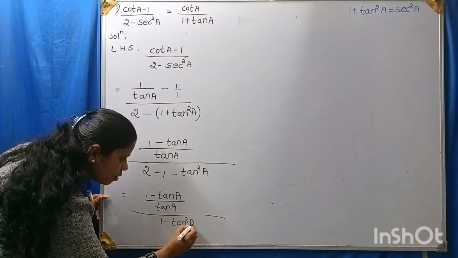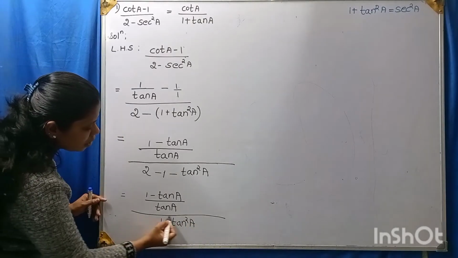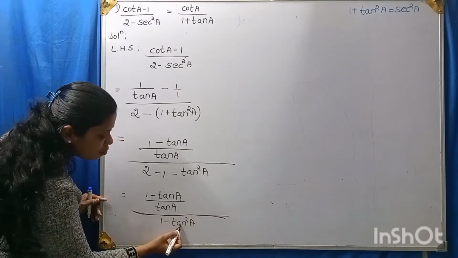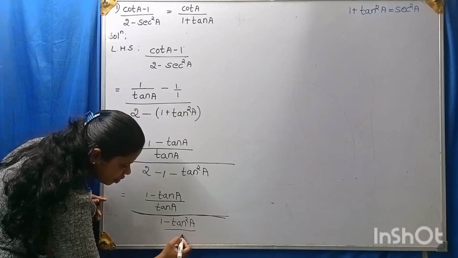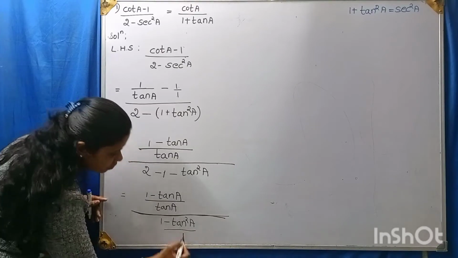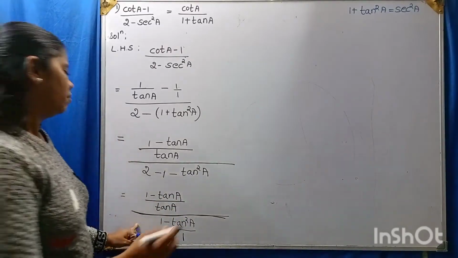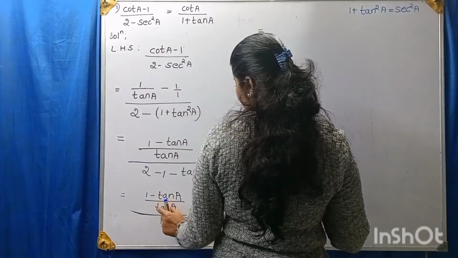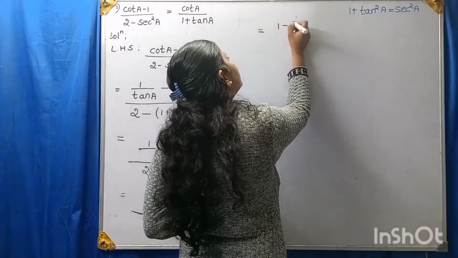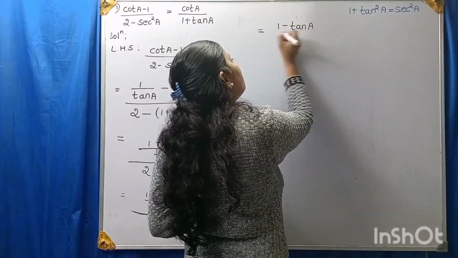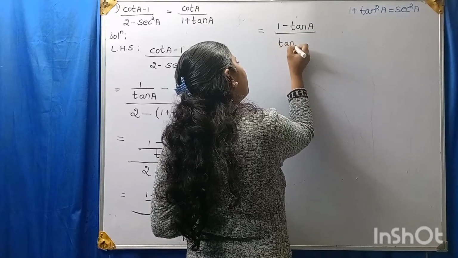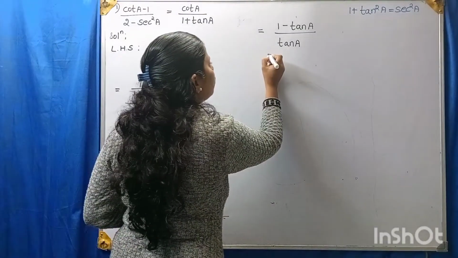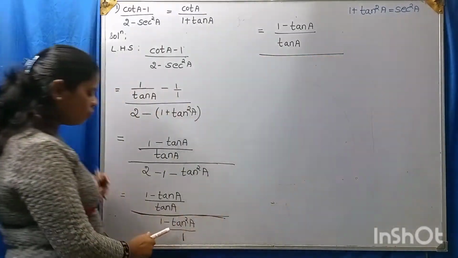Okay. Now here I have written whole divided by. Then it will become numerator. Nothing is in the denominator means I can write it as 1. Okay. Let me continue this side. Is equal to (1 minus tan A) divided by tan A. Whole divided by. Now look at this.